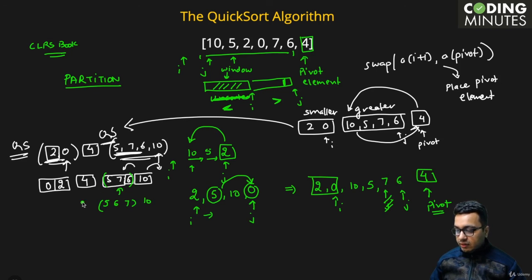You will have a 10 here, and you will have a 4 here, and 0 and 2 here. So by making recursive calls, by dividing the problem further and further, we can actually sort this array, something similar to merge sort. I hope you really understood the quicksort algorithm, and in the next video we will discuss the implementation.